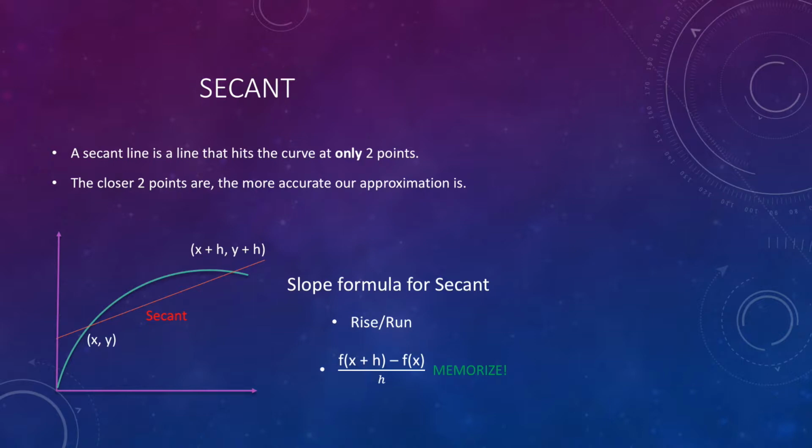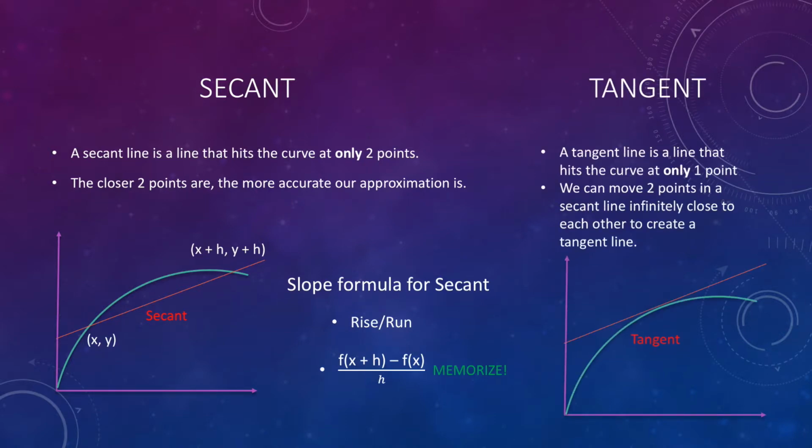Now let's go over what a tangent line is. A tangent line is a line that hits the curve at only 1 point. A secant line hits it at 2 points. A tangent line hits it at only 1 point. Now we can move the 2 points in a secant line infinitely close to each other to actually create a tangent line. So we can find the slope of a secant line. We can actually also do it for a tangent line.